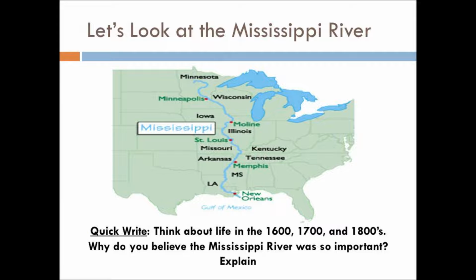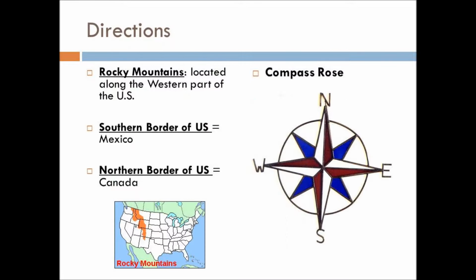Let's look at the Mississippi River. This is a map of the Mississippi River, and as you can see, it starts in the Gulf of Mexico. And common sense, the Gulf of Mexico connects to the Atlantic Ocean, which is a major body of water, and as you can see, it goes north to south all the way into the Gulf of Mexico. I want you to think about life in the 1600s, the 1700s, and the 1800s. Why do you believe the Mississippi River was so important? Explain your answer. We'll talk about that in class, so be prepared to answer.